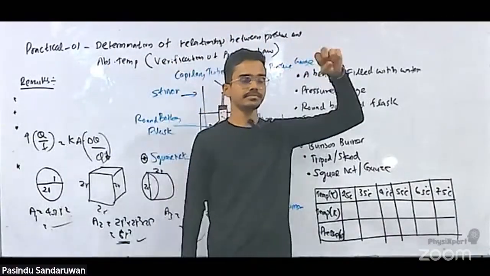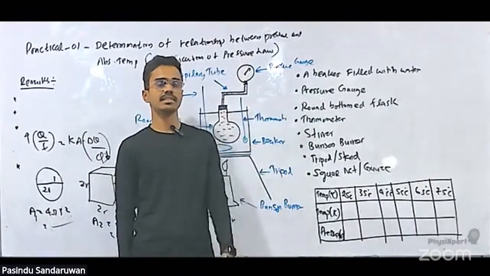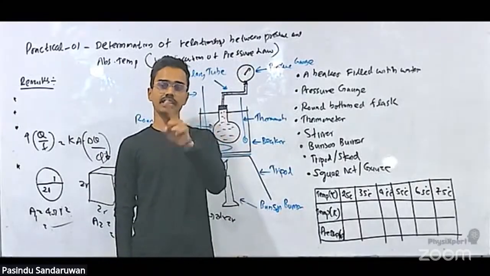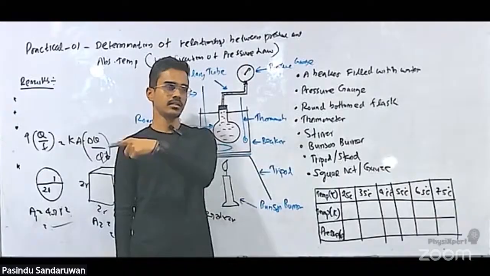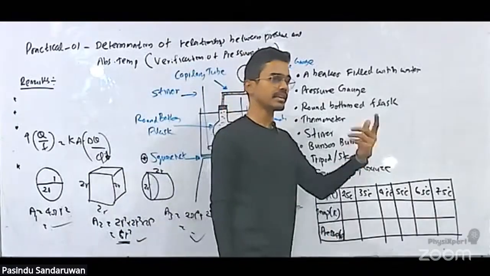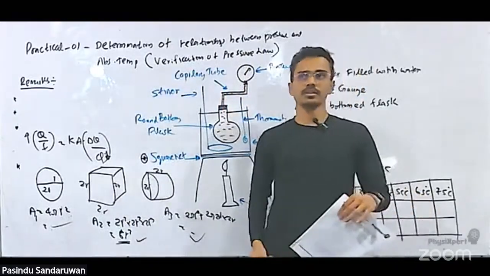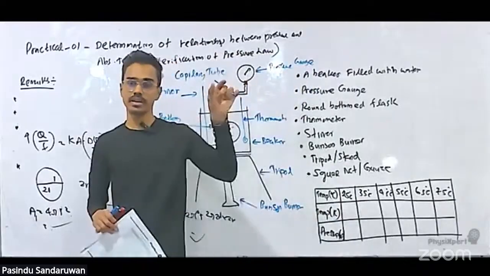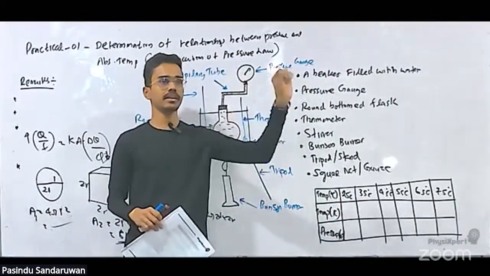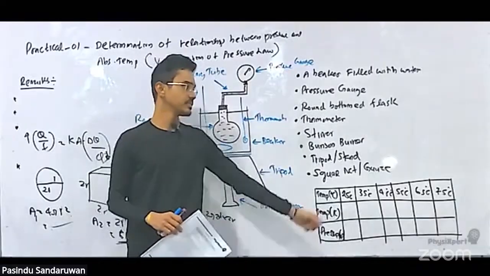You have to make sure that 100% dry gas is inside. Otherwise, it is going to saturate at some point, and the ultimate impact is that the result is going to be erroneous, and the pressure law cannot be verified if there is a saturated part inside it. Next point.